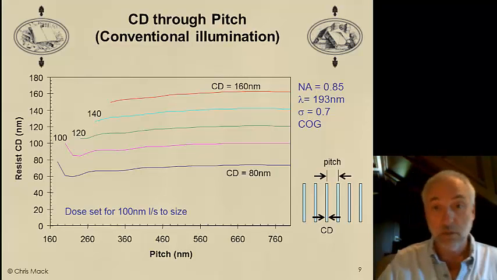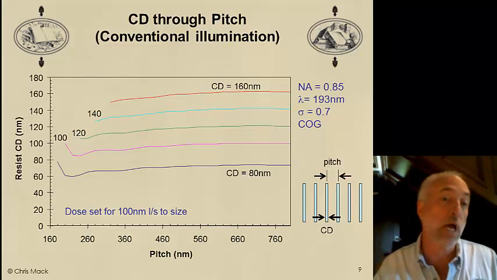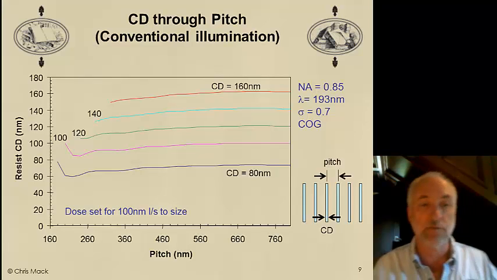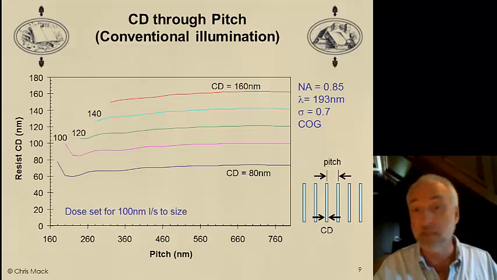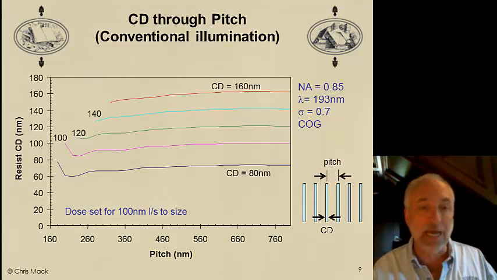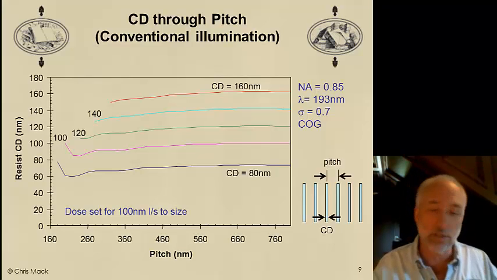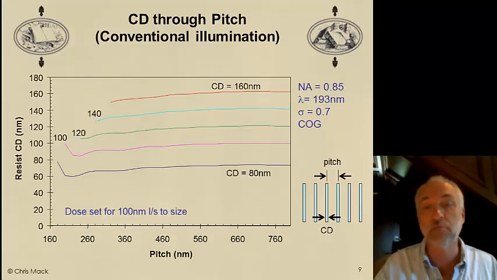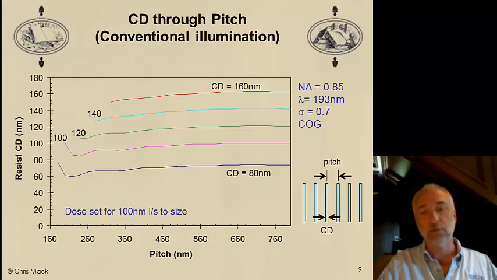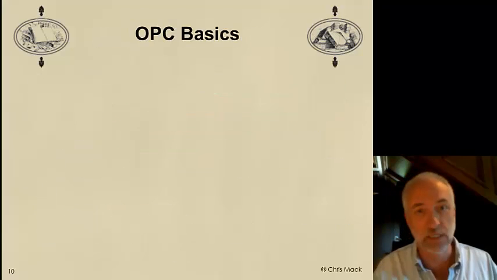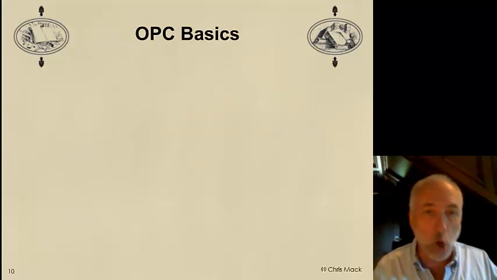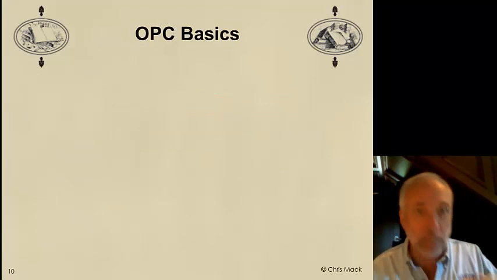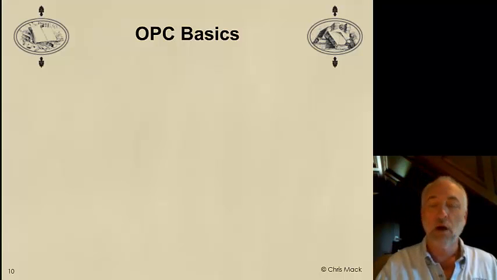So we've got this variation which we don't like. For example, this 100 nanometer feature is varying by more than 15% as a function of pitch. Everything else being ideal: I haven't changed dose, I haven't changed focus, I don't have any other errors in the process, and still I'm getting a 15% change in the CD just due to the proximity of other features. We need to correct for this. And this correction is called OPC, optical proximity correction. How do we do that?